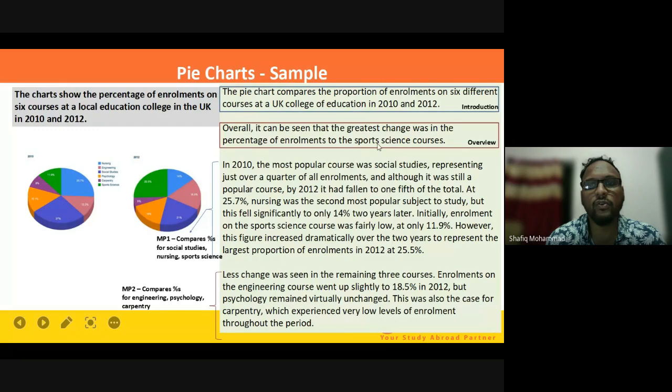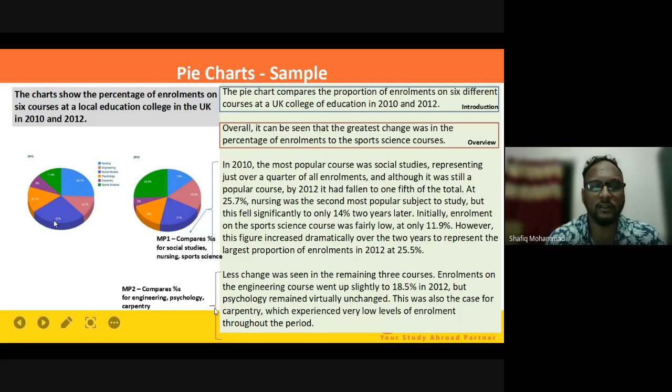So here he has only written about sports sciences. Obviously, it's a 9-band answer, by the way. And so the explanation paragraph goes like this. You can just simply start. Okay, in 2010, the most popular course was social studies.